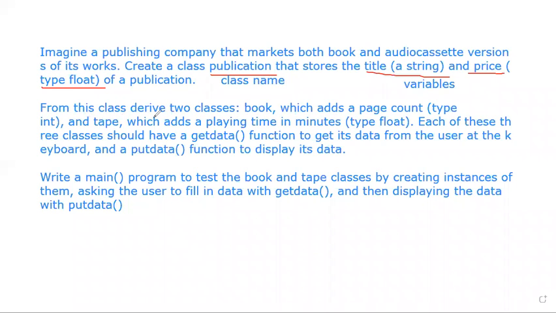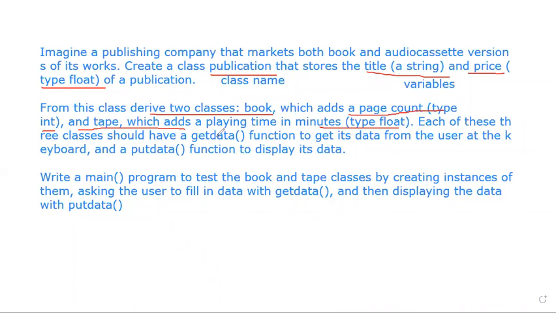From this class, derive two classes. So we have to derive two classes. One will be book, which adds a page count. So it will have a new type of variable, that is integer, and tape, which adds a playing time in minutes. So we already got two more variables.